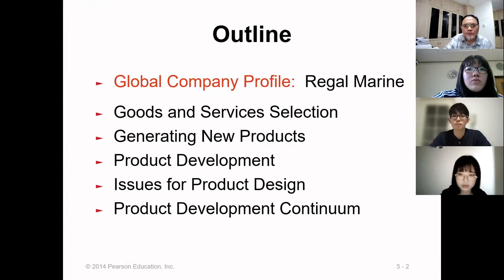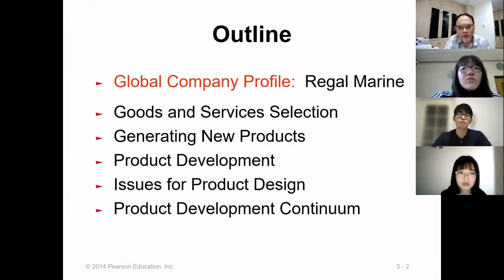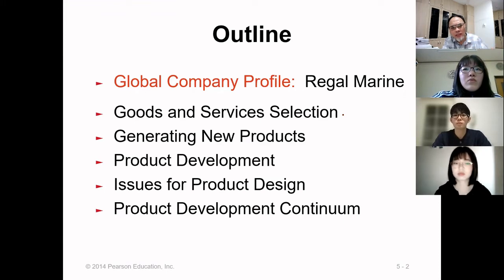So we're going to look at goods and services selection. Remember that when we want to ensure that operations are going to be implemented efficiently, we must understand what are the goods, what are the products that we produce, as well as the services. So goods and services selection.